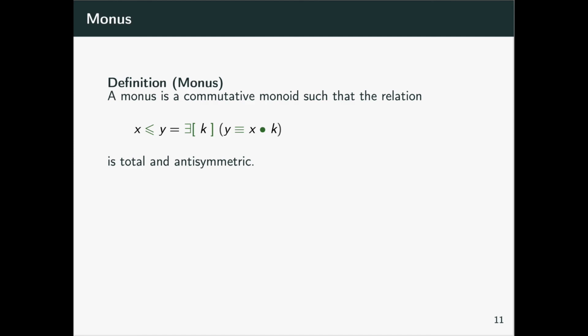So this is the definition of monas that we're going to go for. A monas is a commutative monoid such that the relation defined here is both total and antisymmetric. This is what we think of as costs in the paper. Some examples of monases include the natural numbers under addition, rational numbers under addition, and also interestingly probability under multiplication. That last one in particular is what enables us to do things like the Viterbi algorithm.